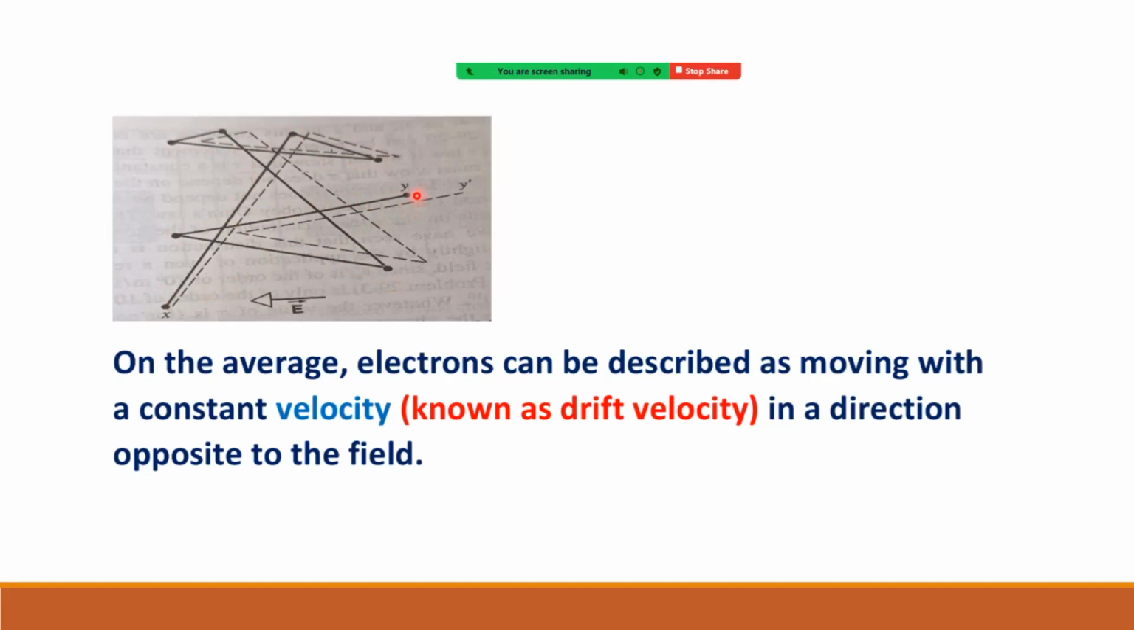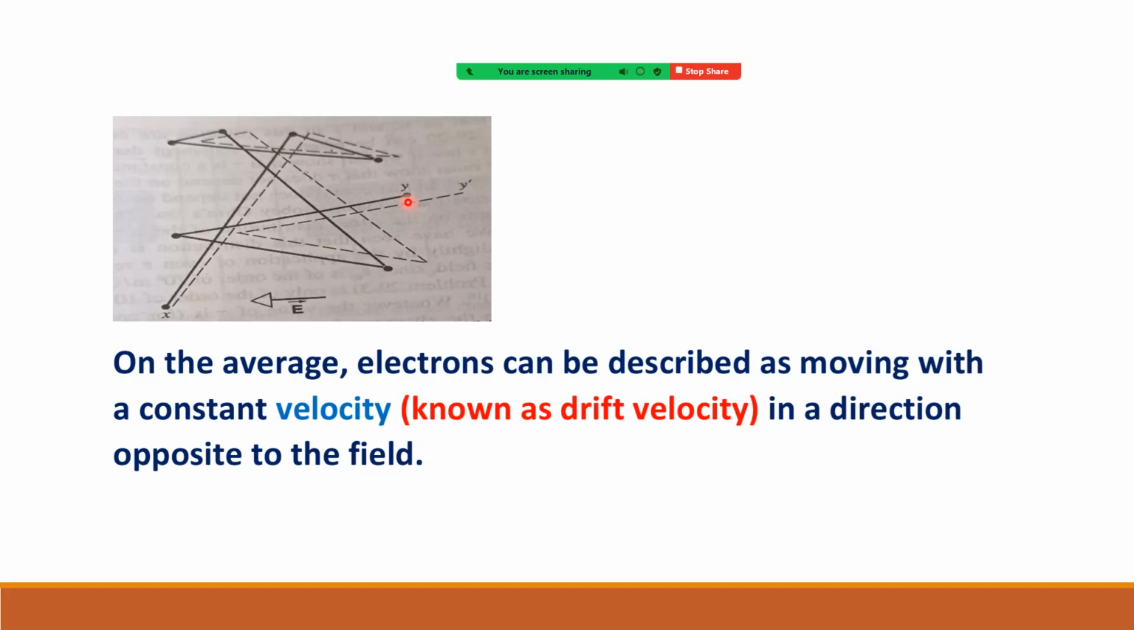So, reaching point Y, moving from X to Y by making six collisions. Okay, one, two, three, four, five, six. Now, if we apply an electric field, the path will be shown here by dotted lines. In fact, the path is somewhat parabolic, and we can see here finally what happened.